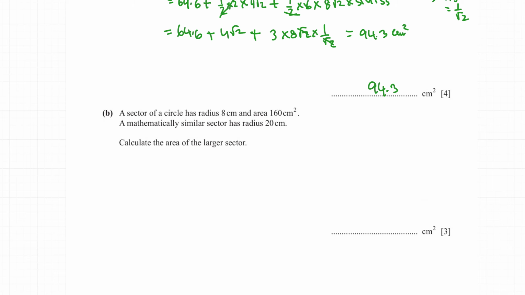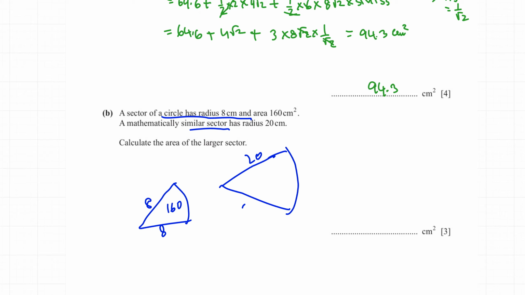So here what we are told is a different question. What they're asking is, a sector of a circle has radius 8 centimeters. So that's 8 and 8, and the area is 160, and a mathematically similar sector has a radius of 20 centimeters. So that's 20, that's 20. And we need to find the area. That's if this is the area. So for mathematically similar shapes, the ratio of the areas is the square of the ratio of the radii. So 8 over 20 squared is equal to 160 over A.